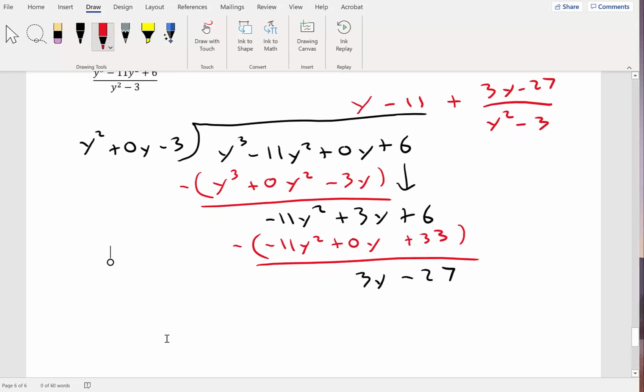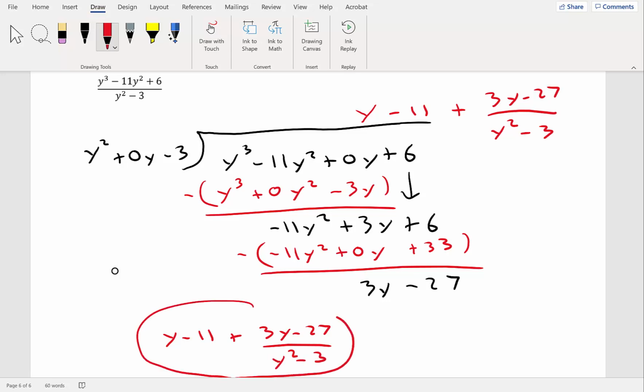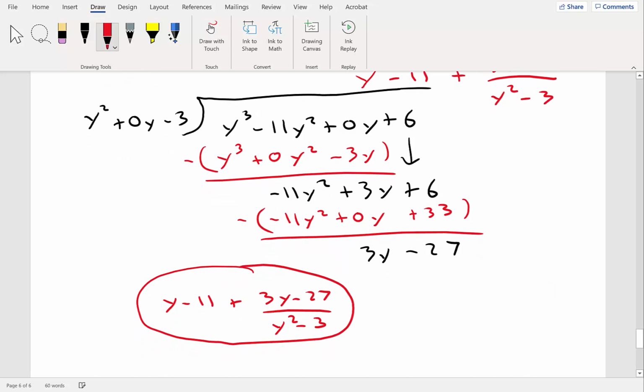So let me rewrite it down here. So we have y minus 11 plus 3y minus 27 all over y squared minus 3. And this is our final answer.